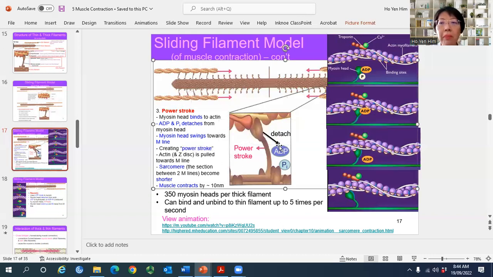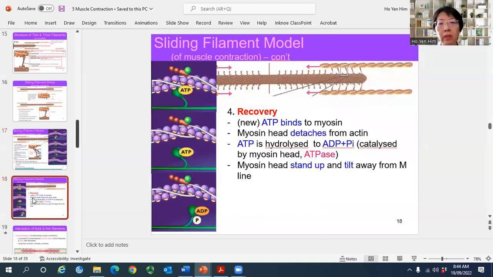Now, at that time, ADP will detach from the head. This is a part where students write wrongly. They say, oh, ATP will be hydrolyzed. No, ATP is already hydrolyzed. Okay, you see what happened here.